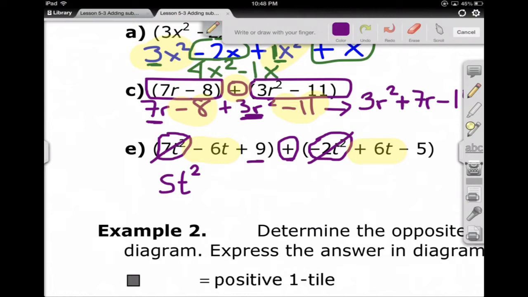But we do have 9 being decreased by 5. Let's make sure that's obvious. That was a 5t squared. And this, last little bit, 9 minus 5 is 4. So 5t squared minus 4.